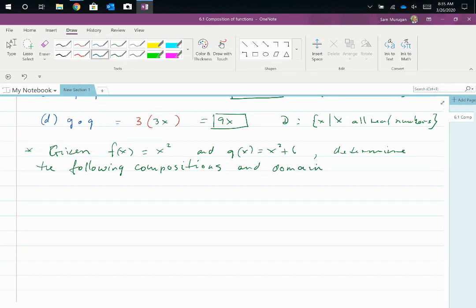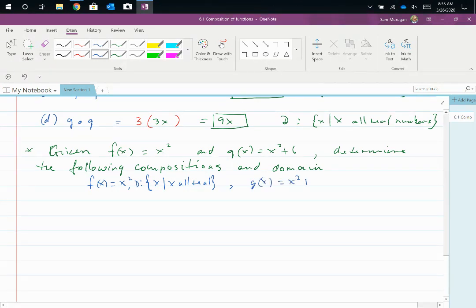Before we do anything, we want to notice that for f of x equals x squared, this is a quadratic function, so the domain is all real numbers. And g of x is also a quadratic function, so the domain is still all real numbers.